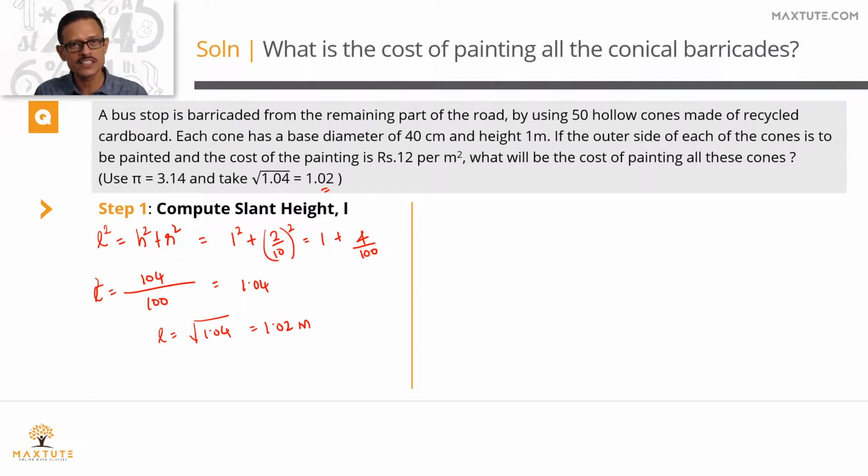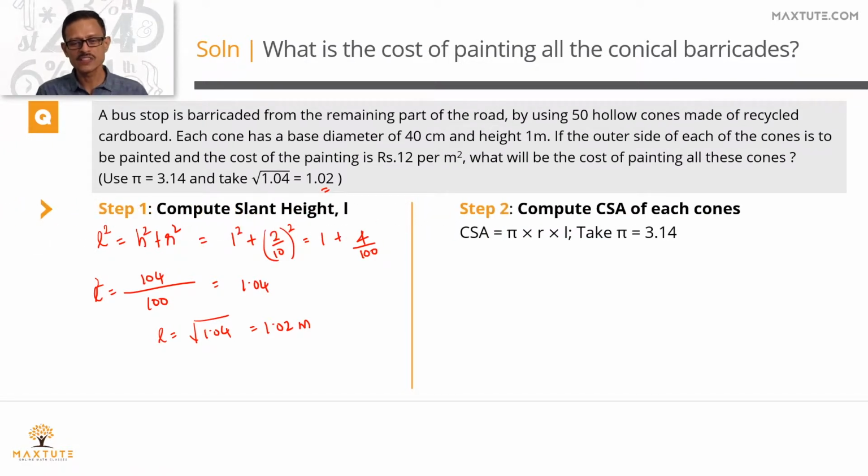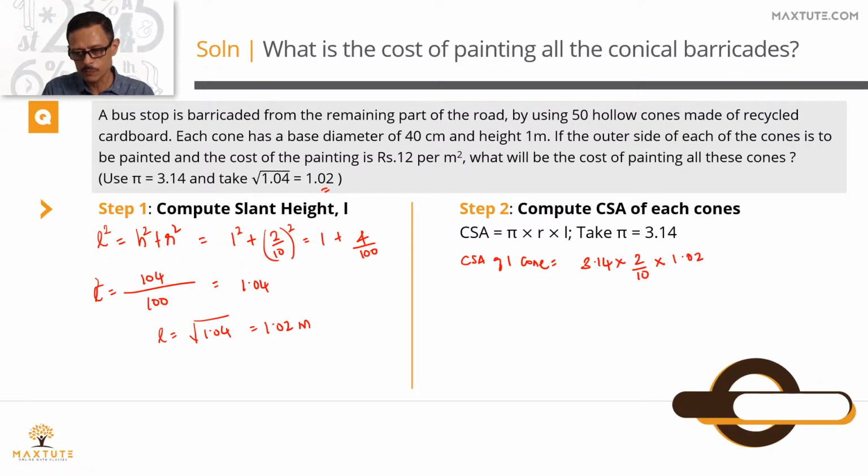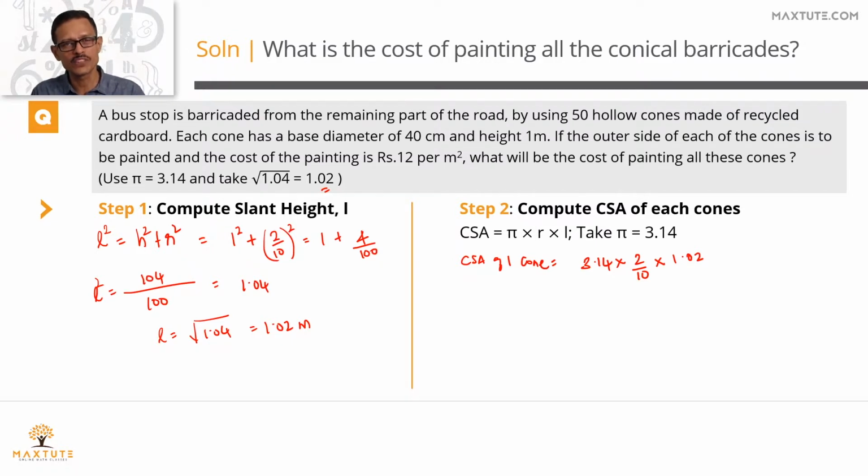Step 2, let's break that step 2 into two parts. First, let's compute the curved surface area for each cone. Curved surface area formula is pi RL. We know pi is 3.14, r is equal to 2 by 10, and L we have computed the value to be equal to 1.02. So curved surface area of one cone is equal to 3.14 into 2 by 10 into the value of L, which is equal to 1.02. Don't bother about computing this value right now. We'll do it in the next step. Some of these terms will get cancelled. Let's do the calculation in one single step. So this is the curved surface area for one cone.